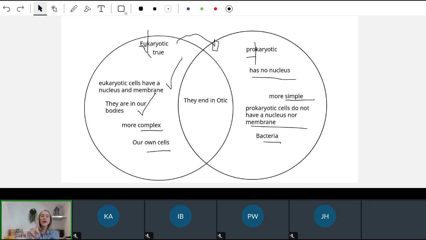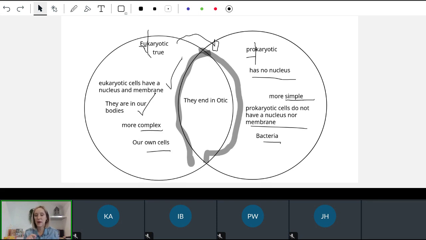So what would be a couple of the similarities? That's what I'd like to know. Sometimes those similarities can really trip us up. What are some of these similarities that they both have? What are they both? Ooh, they both end in otic. Kind of bacteria, but they're not eukaryotic cells. There may be some forms of bacteria that are eukaryotic, but not a lot.